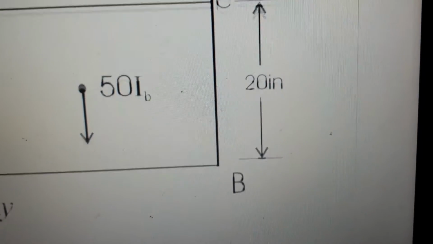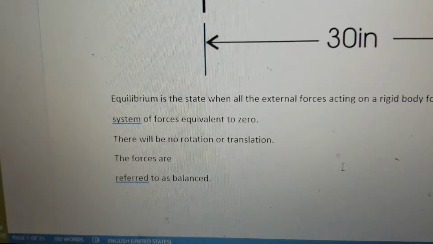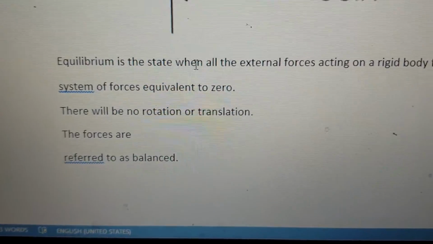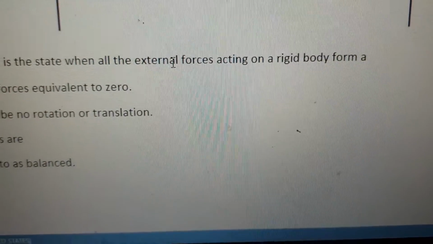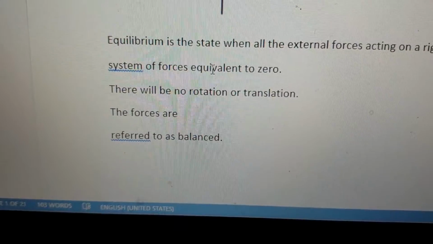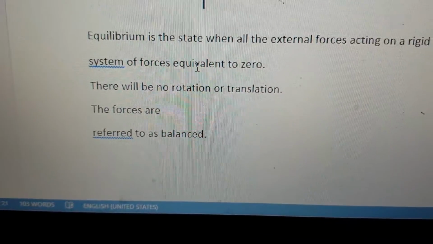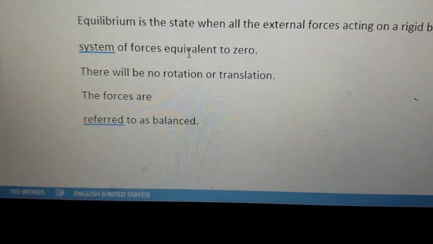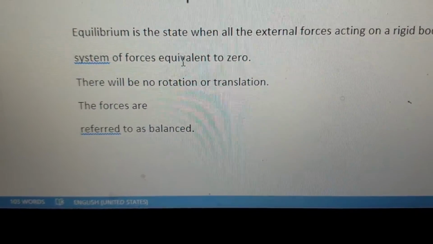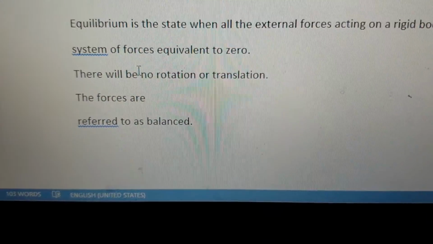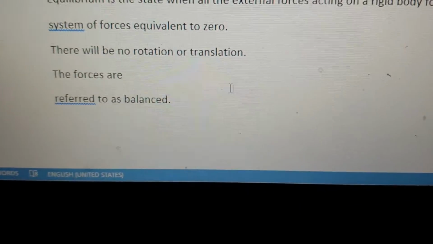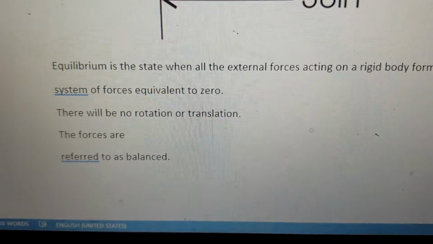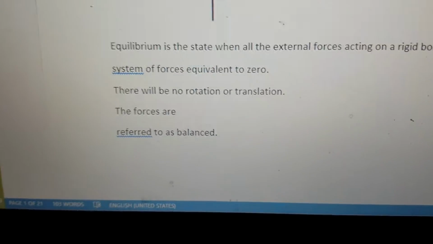Let's go over some definitions. We should know that equilibrium is a state when all external forces acting on the rigid body form a system of forces equivalent to zero, which means summation of forces in X equal to zero and summation of forces in Y equal to zero. This is only at equilibrium. There will be no rotation or translation. The forces are referred to as balanced because they have to be balanced, otherwise they are not at equilibrium.